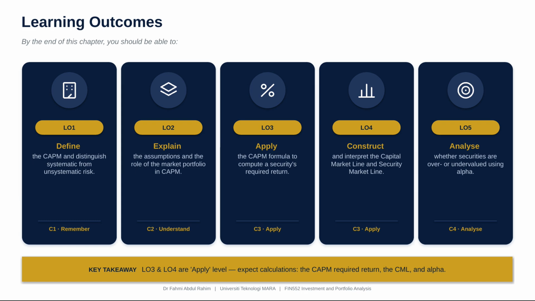Notice the exam tip in the gold box. Outcomes 3 and 4 are the apply level ones, so that is where your calculations will come from: the CAPM required return, the capital market line, and alpha. Let me show you the roadmap for the chapter.